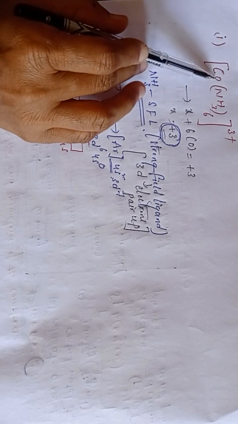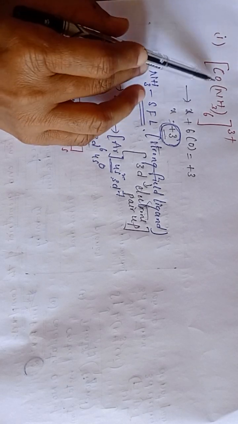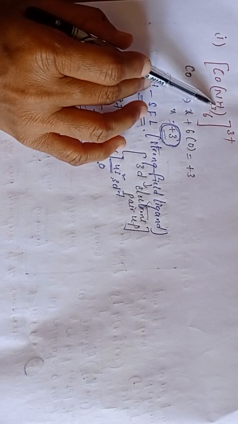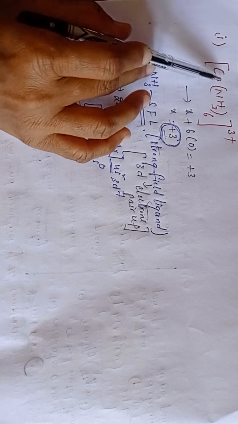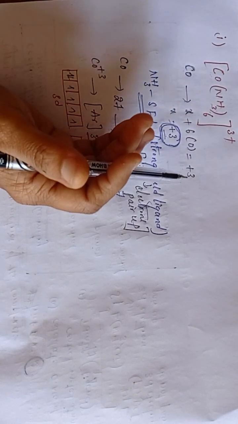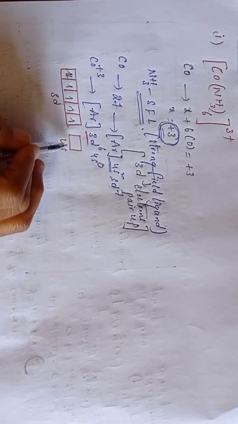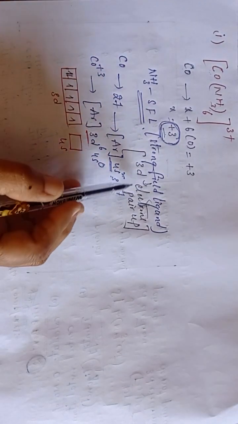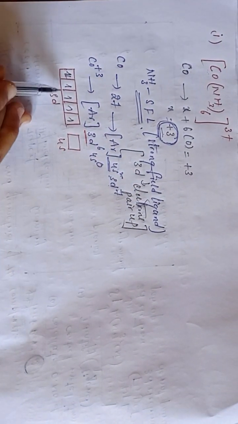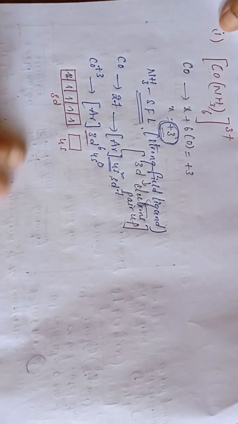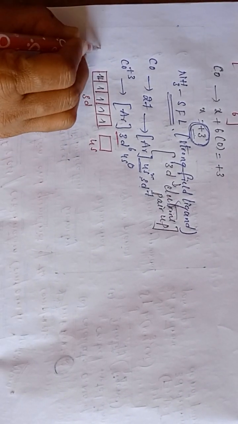So in the central metal atom, how many orbitals are required? 6 vacant orbitals are required, because 6 ligands are donating 6 pairs of electrons. In 4s there is only 1 orbital, but it is a strong field ligand. It can pair up the 3d electrons. So these are the unpaired electrons, and first of all, these electrons will get paired. So I am taking here Co plus 3.